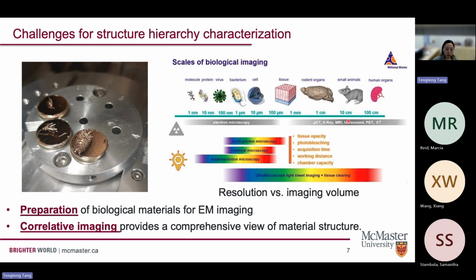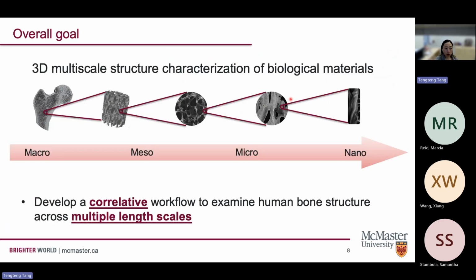So one way to overcome this challenge is to combine and integrate different imaging modalities through a correlative approach, so that it can provide a more comprehensive view of the material structure across all the different length scales. The overarching goal of this particular project is to establish a correlative workflow to examine human bone structure across multiple length scales.